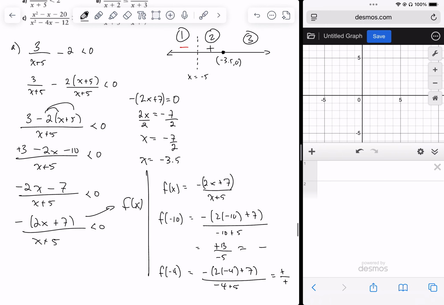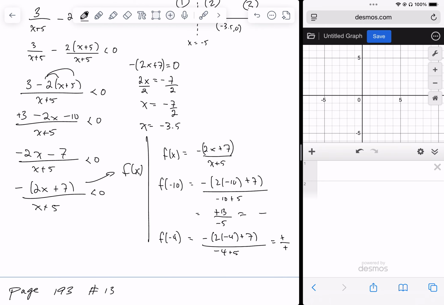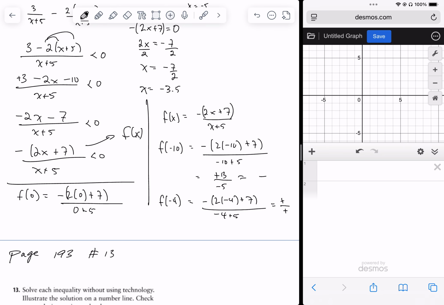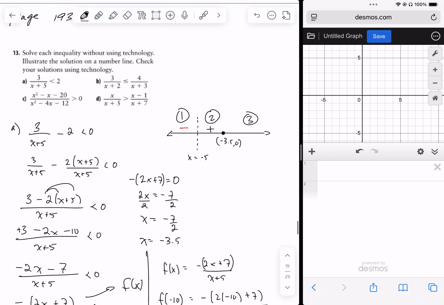Okay, and I've got one more to check. I'm just going to check f at something bigger than our x-intercept at 3.5. I just checked 0. 0 is bigger than -3.5. And so I'm going to get -2 times 0 plus 7 over 0 plus 5, okay? And I'm going to be left with -7 over +5. And so that interval is going to be negative, right?